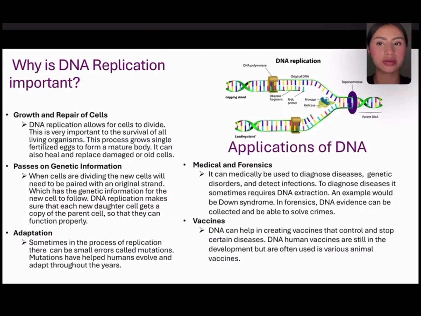This process grows single fertilized eggs to form a mature body. It can also heal and replace damaged or old cells. It passes on genetic information. When cells are dividing, the new cells will need to be paired with an original strand, which has the genetic information for the new cell to follow. DNA replication makes sure that each new daughter cell gets a copy of the parent cell, so they can then function properly.